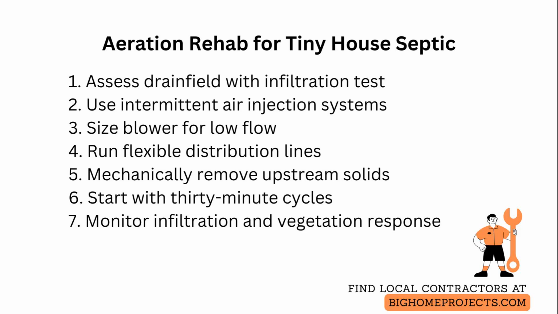Use intermittent aeration or air injection systems sized for low flow conditions rather than continuous high volume aeration to avoid drying or shocking the soil biology. Install a small diaphragm or rotary vane blower located above frost line and run flexible distribution lines with evenly spaced air diffusers parallel to the existing laterals so air is spread across the problematic zone.